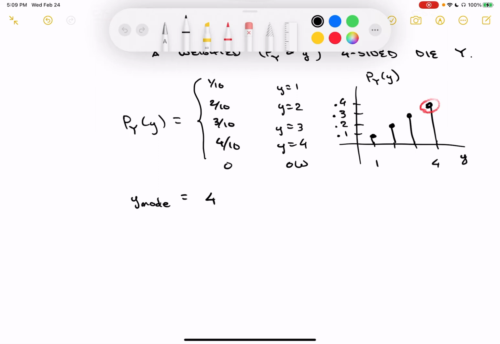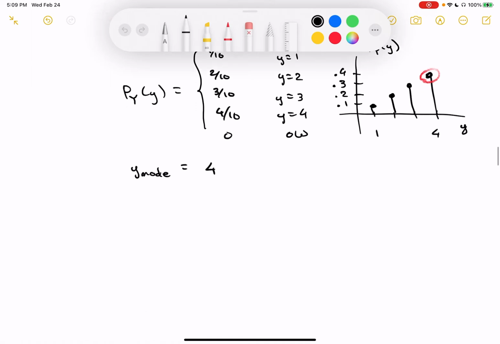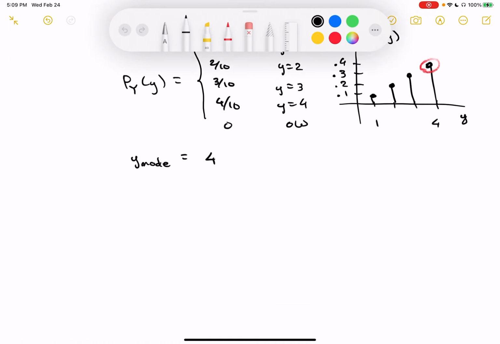In this particular case, the mode is a unique value. It doesn't have to be that way, but it is that way in this particular case. So we do happen to get a case of having the mode being unique. How about the median? The median value of this one in this particular distribution.